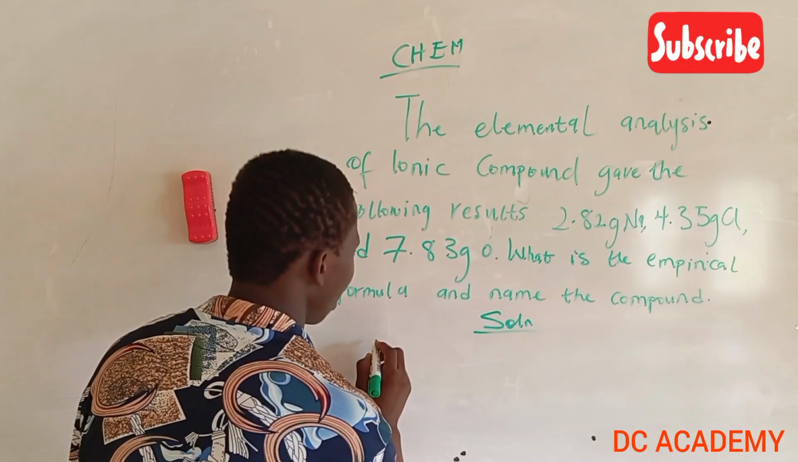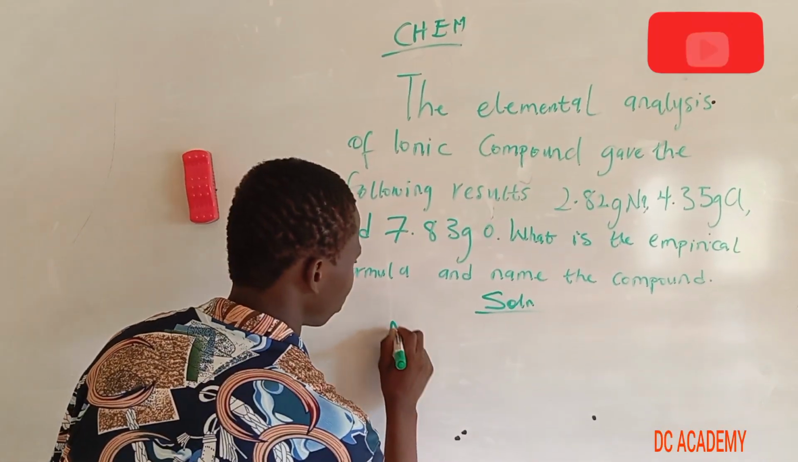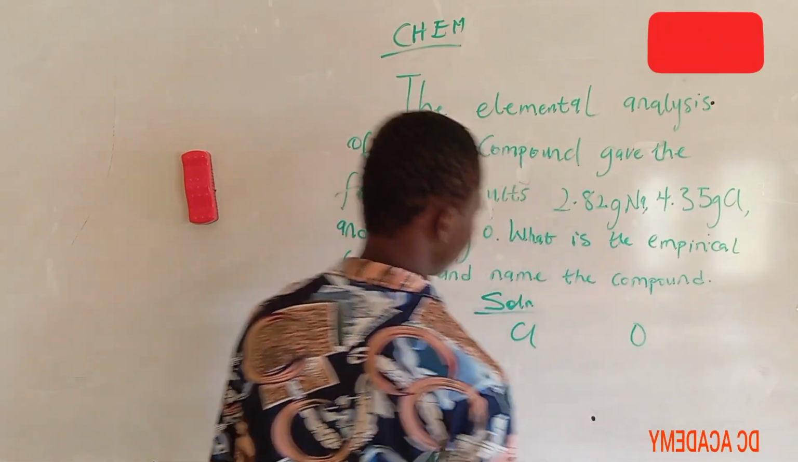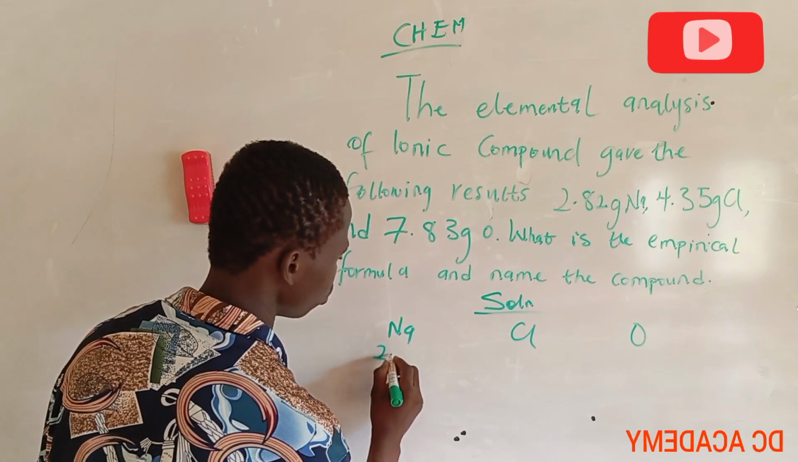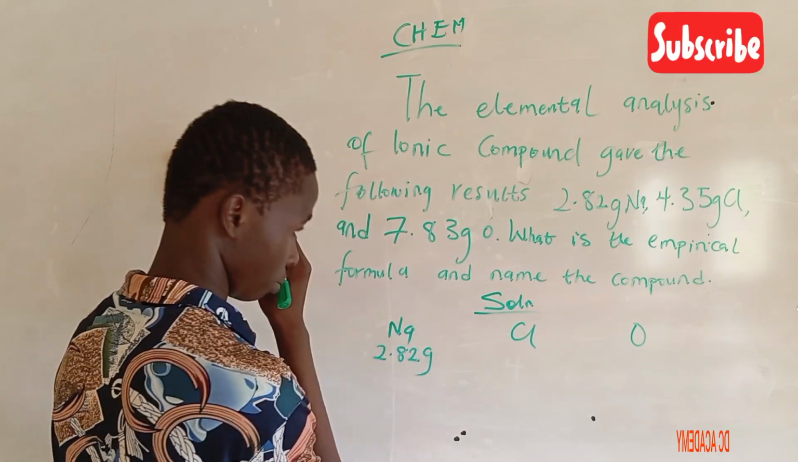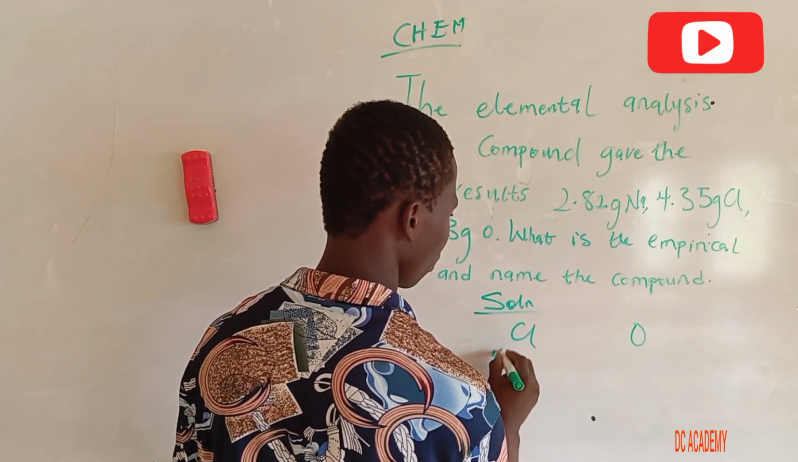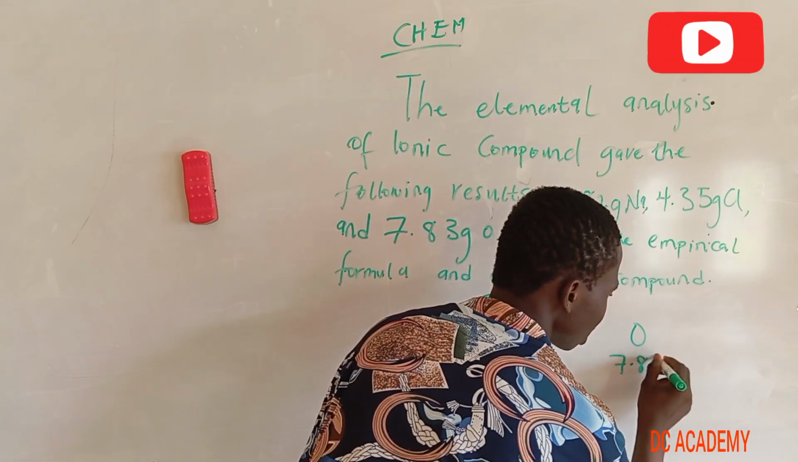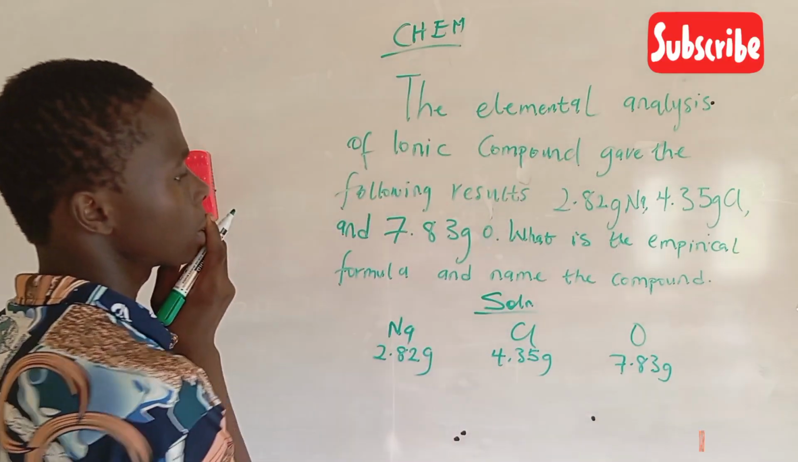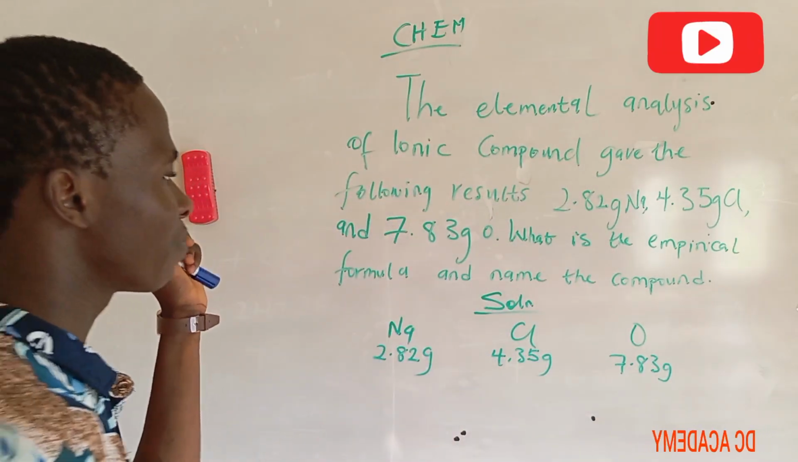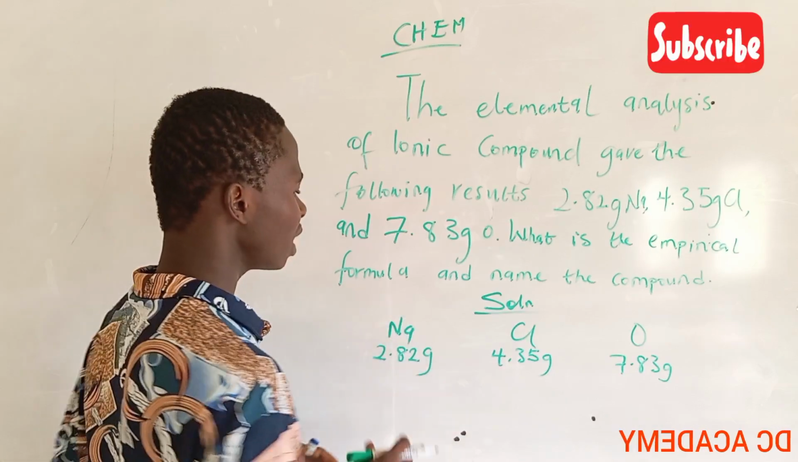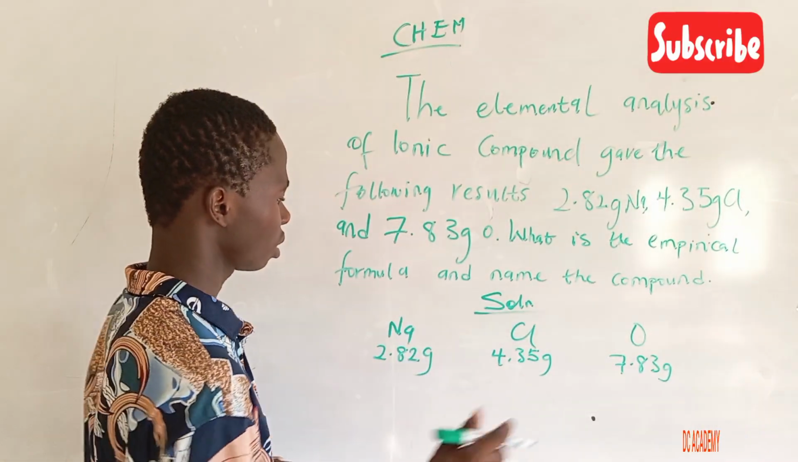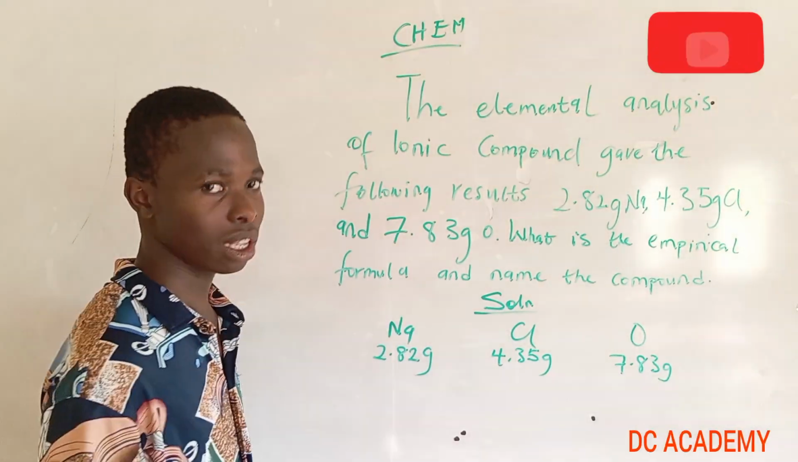Now we have sodium, chlorine, and oxygen. Sodium is 2.82 grams, chlorine is 4.35 grams, and oxygen is 7.83 grams. The first step is dividing each and every one of these elements by their molar mass, by its atomic mass rather.